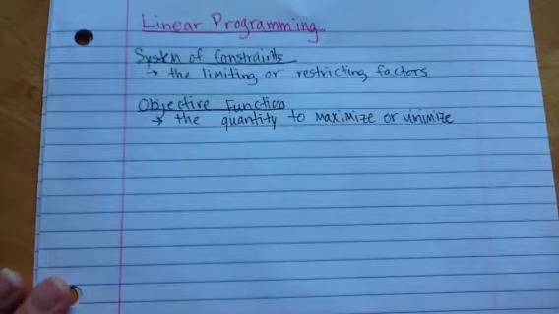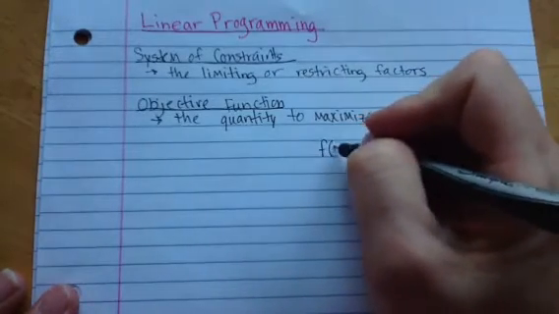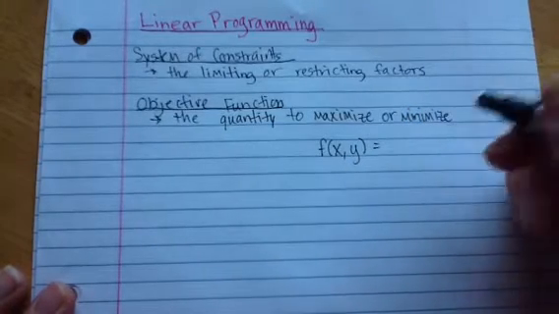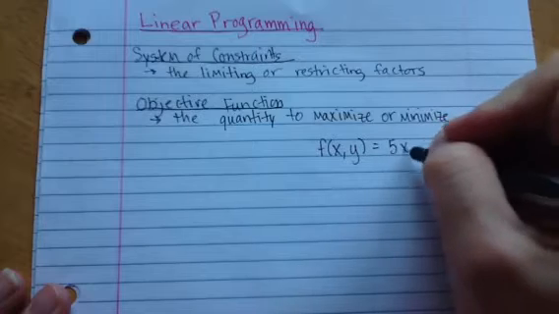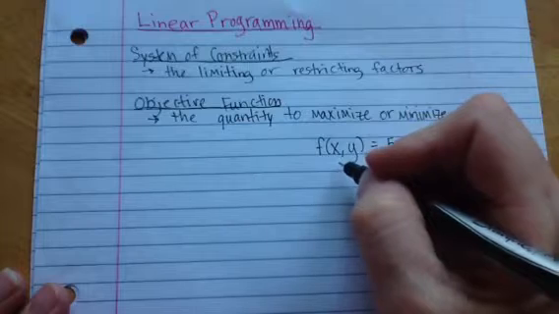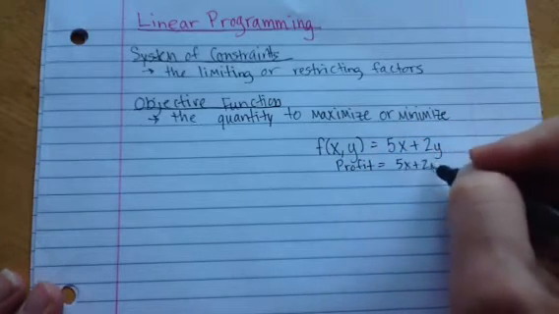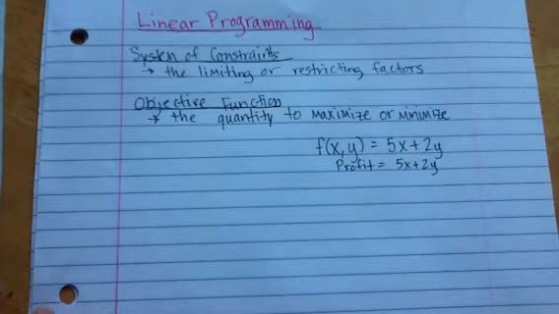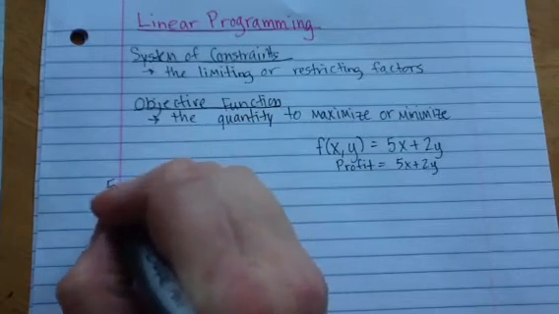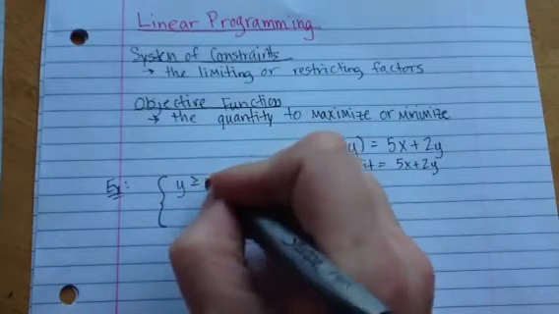An example of an objective function, out of context, might look like this, f of x and y. So it's going to be a function in terms of the variables x and y. So 5x plus 2y. In a real-world situation, it might be something like profit equals 5x plus 2y. Let's look at an example and work all the way through the steps. So here's my example. This is the system of constraints.